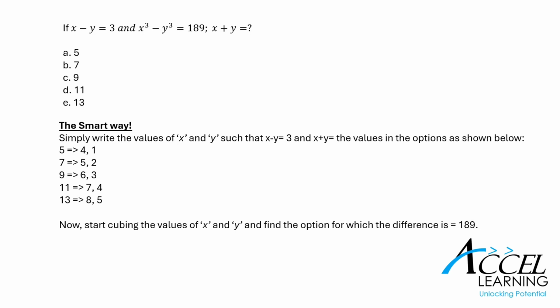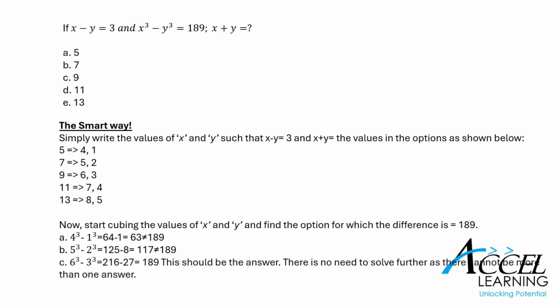Now, start cubing the values of x and y and find the option for which the difference is 189. A. 4 cubed minus 1 cubed equals 64 minus 1 equals 63. B. 5 cubed minus 2 cubed equals 125 minus 8 equals 117. C. 6 cubed minus 3 cubed equals 216 minus 27 equals 189. This should be the answer. There is no need to solve further as there cannot be more than one answer. And you got letter C.